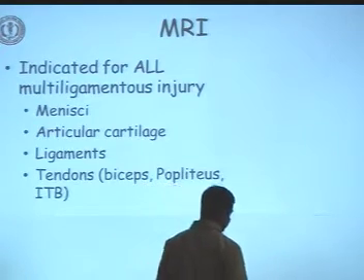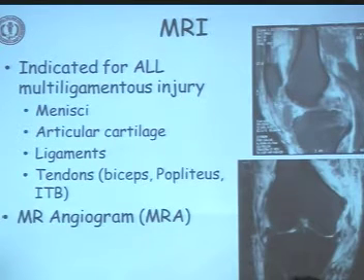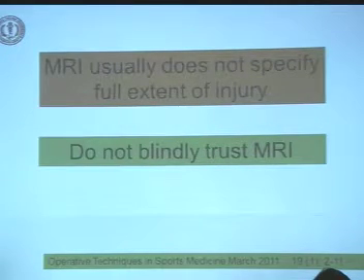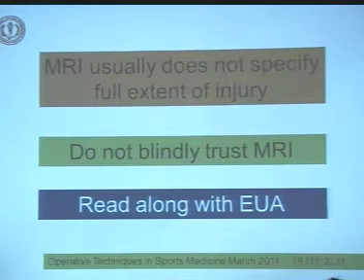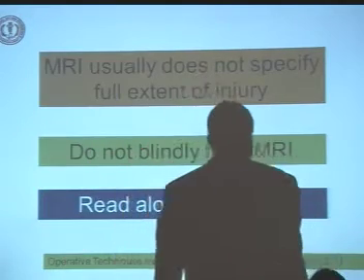The MRI is indicated for all the multiligamentous injuries because apart from the injury to the ligaments, it also tells us about the health of the menisci, articular cartilage and other structures. And if you can add an MR angiogram, that tells you about the vascularity also. But we should not be over-relying on the MRI, because it is well reported in the literature that the MRI does not specify the full extent of the injury. It should always be read along with your clinical examination, especially the examination under anesthesia in acute patients.